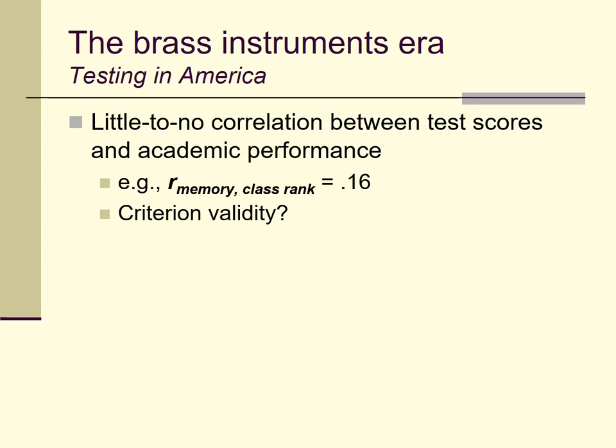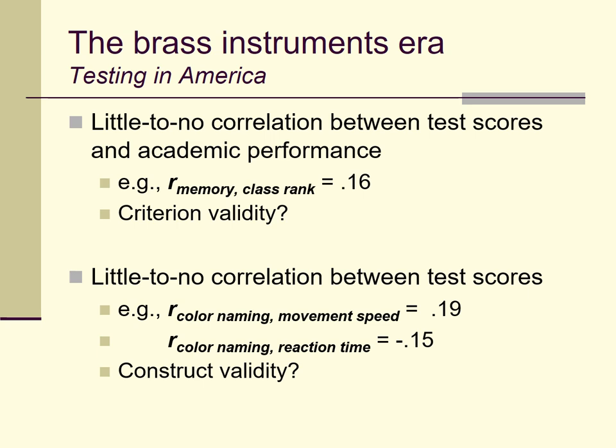If the test is supposed to be measuring something that corresponds to your level of overall intellectual ability, your intelligence, to use a more modern term, then ought we not to see higher correlations or stronger relationships? Perhaps even more troubling, there's little or no correlation between the various tests in most of these batteries of brass instruments tests. The correlation between a particular color naming task and the hand movement speed task might be positive 0.19, still a pretty small correlation. And the correlation between that color naming task and a different type of movement speed or reaction time task might be negative 0.15. So, pretty small, but in the other direction.